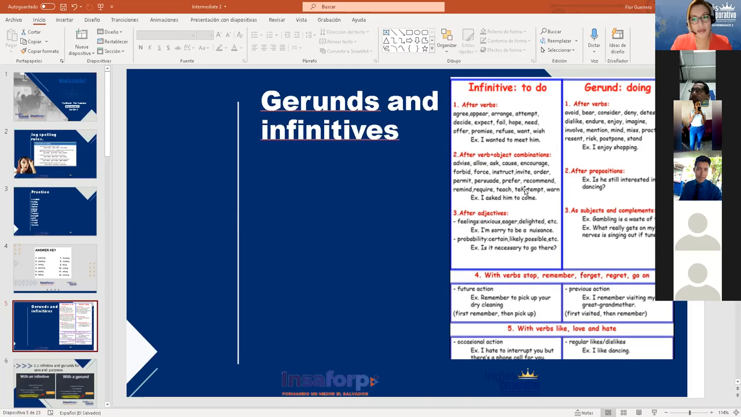Los gerunds tienen diferentes funciones y aquí les puse like additional knowledge about what is the infinitive and the gerund. What are the most common uses for these ones? And we have that infinitive. To form an infinitive, you just add the particle to before the verb. And we make that infinitive.